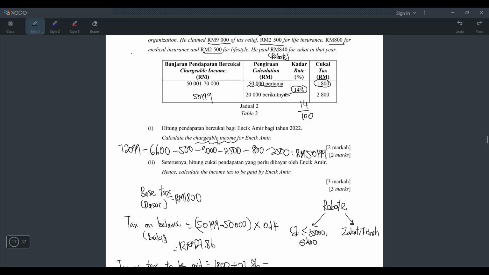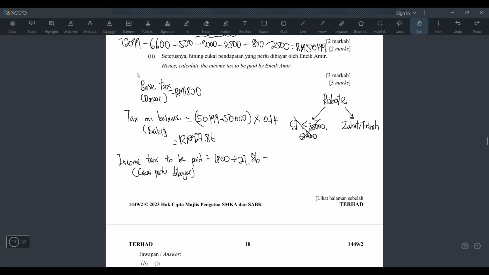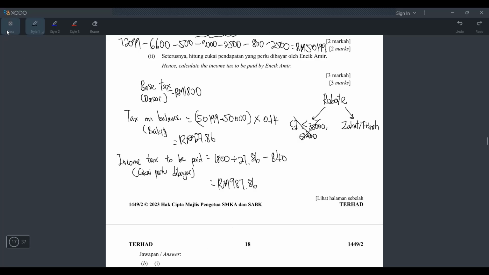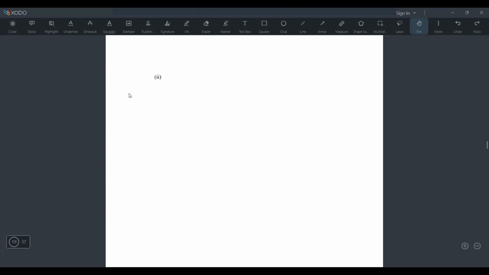So let's check for our chargeable income. Is our chargeable income now less than 35,000? I don't think so. 50K is more than this already. So this person is not eligible for the 400 rebate, but he has zakat 840 in that year. Do you remember in the soalan they mentioned? So of course you have to minus 840 here, right? So minus 840 here, and if you calculate all this, you get your answer. So let me press minus 840. Okay, the calculator give me 987.86. So and write RM lah. So the income tax that he have to pay that year is 987.86. So I think I did everything correctly. So that's all. Let's move on.